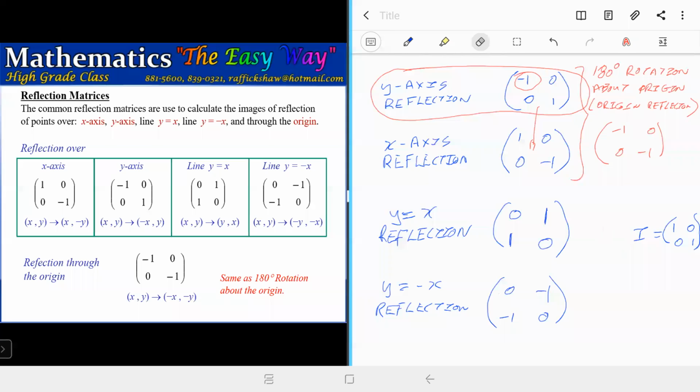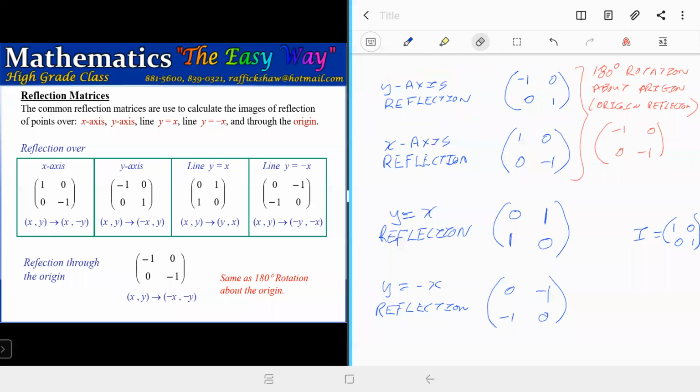I remember this one by remembering the identity matrix. And if I know this one, I automatically know that one, but these two positive ones become negative ones for the y equals -x. So they're easy to remember. And then I combine these two up here to get that one up there, the 180-degree rotation, which is the same as reflecting through the origin.